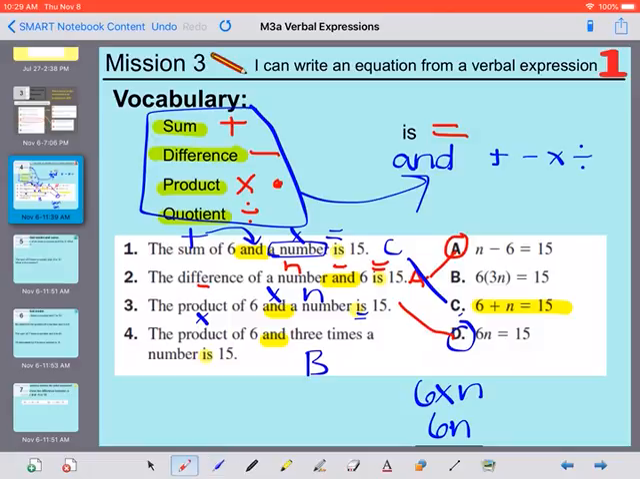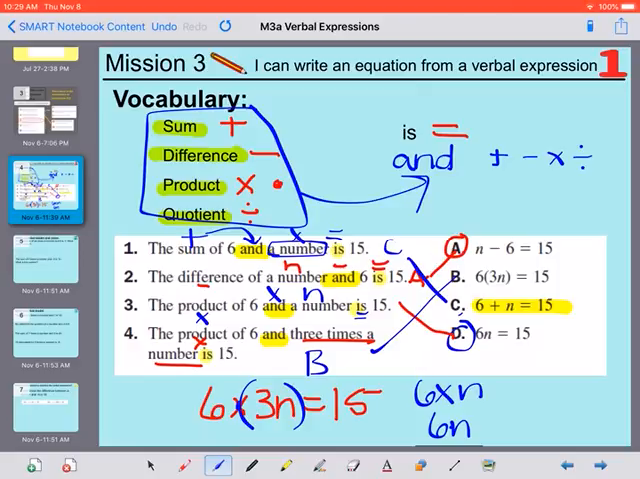However, let's read it. It says the product, again multiplying, of 6 and 3 times a number. So we're multiplying 6 times, and then it says 3 times a number. So 3 times our number n is 15. So this one, you're multiplying the 6 by that whole piece. They put it in parentheses. However, if they're touching, we know it's multiplied. So that one is B.